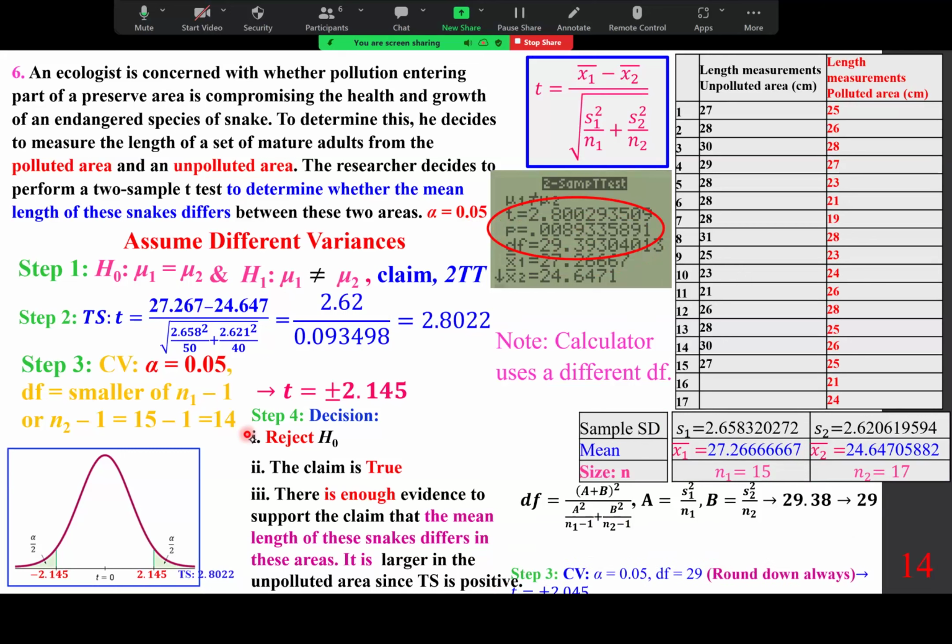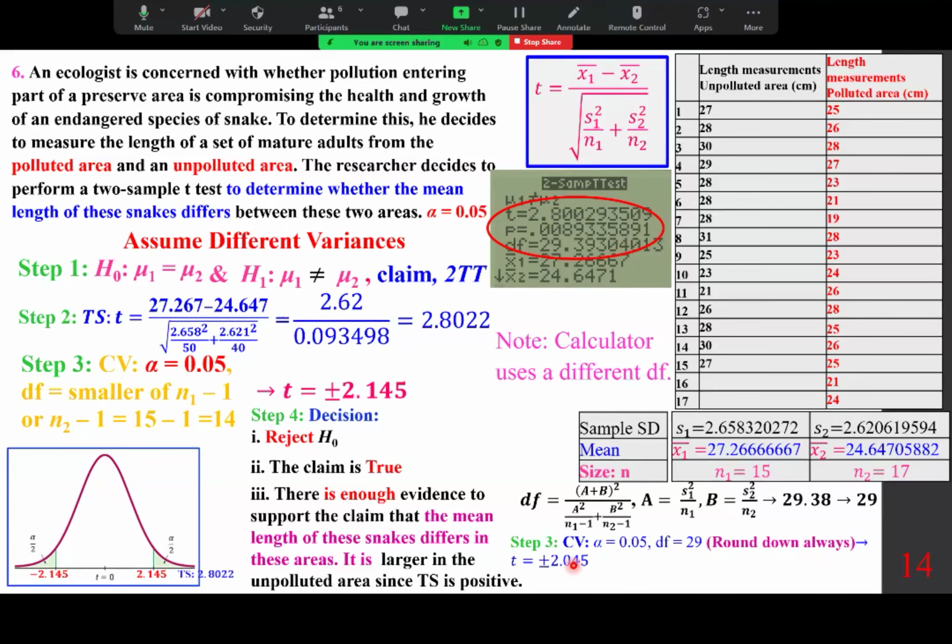Reject H0. So for the critical value, alpha is 0.05, degrees of freedom is 29. Round down always. If you go to the table to find this degrees of freedom, you round it down always. 29 point something, you go with 29. From 29, we get plus minus 2.045. Remember, over here, we had minus 2.145, which is different. Again, that's if you go with the critical value.